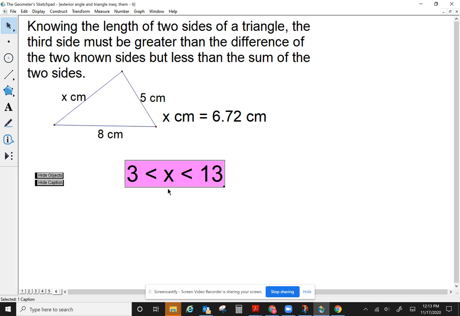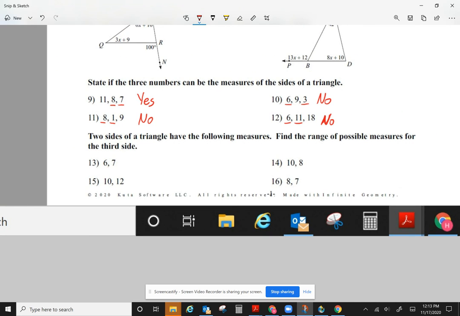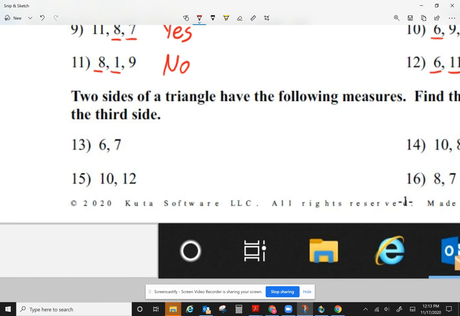Do notice that I have x in the middle and I'm using the inequality, the less than sign. So let's take a look at your homework. How is your homework going to look? Two sides of a triangle have the following measures. Find the range of possible measures for the third side. So I'm going to say two sides are 6 and 7. My third side, I'm going to use an x. I'm going to use the less than sign, putting my x in between my inequality signs. And I'm going to say x has to be in between 1 and 13. It has to be more than 1. It has to be less than 13.